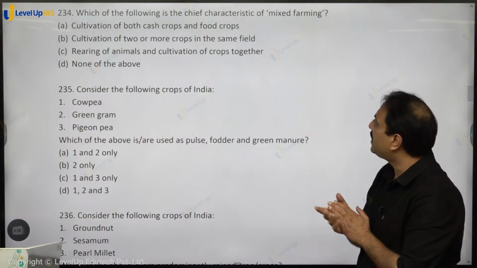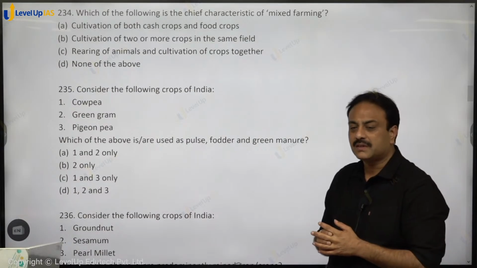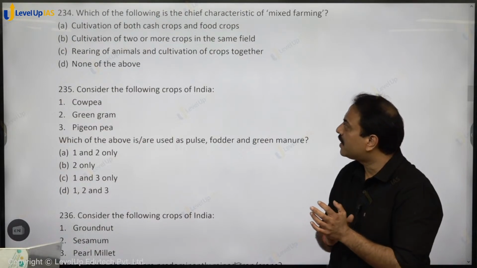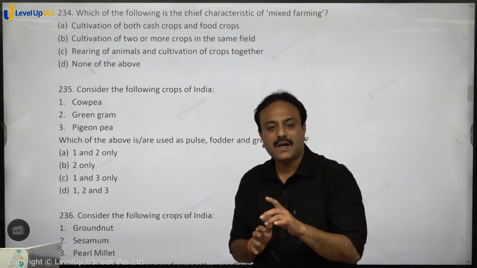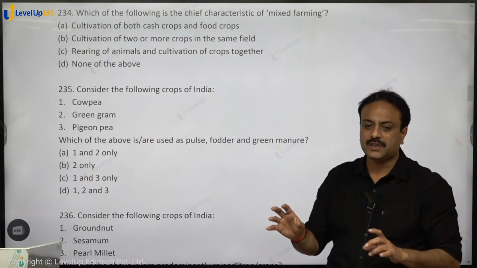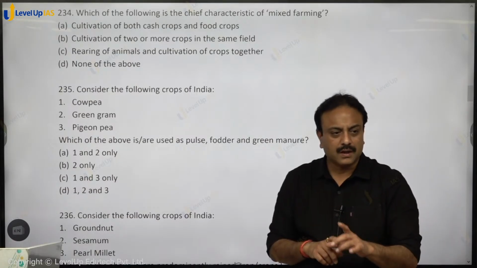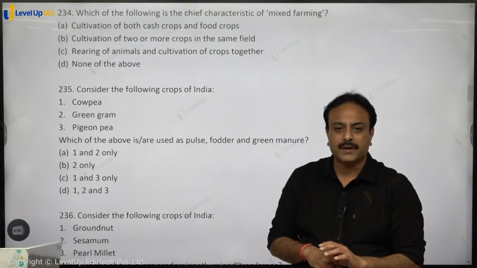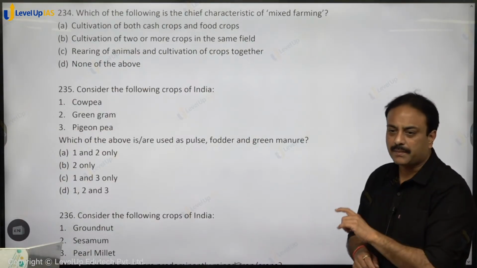Which of the following is the chief characteristic of mixed farming? Cultivation of both cash crops and food crops, cultivation of two or more crops in the same field, rearing of animals and cultivation of crops together, none of the above. The answer will be animals and crops, means proper hardcore agriculture along with livestock, that goes hand in hand. Both work as forward and backward linkages to each other. The excreta of animals is used as manure in the fields. The waste of agriculture produce works as feed for livestock, right? So both go hand in hand, that is called mixed farming.